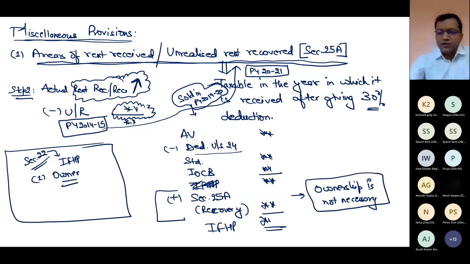You were the owner when there was a resident, but after some years when it is recovered, you might have sold your property. So whosoever receives unrealized rent recovered, it does not matter whether that person is still the owner or not, that person has to include the income under the head income from house property. Please raise your hand if this concept is understood.